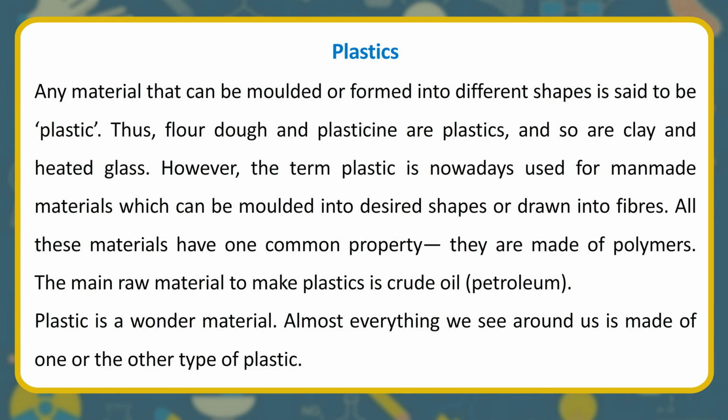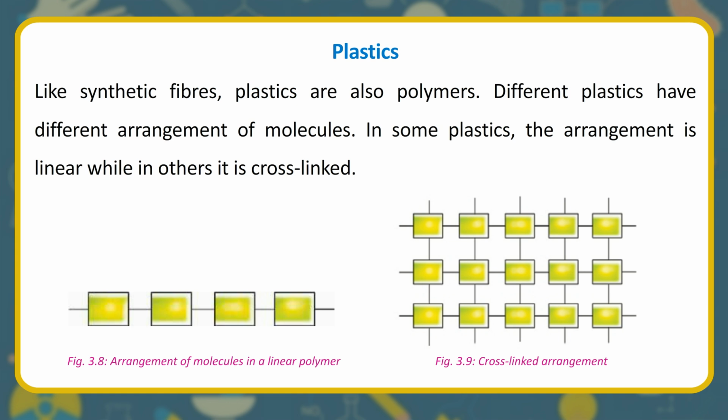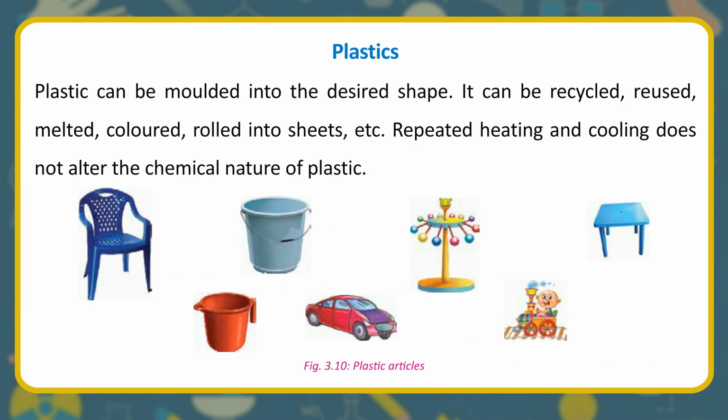Plastic is a wonder material. Almost everything we see around us is made of one or the other type of plastic. Like synthetic fibers, plastics are also polymers. Different plastics have different arrangement of molecules. In some plastics, the arrangement is linear while in others it is cross-linked.